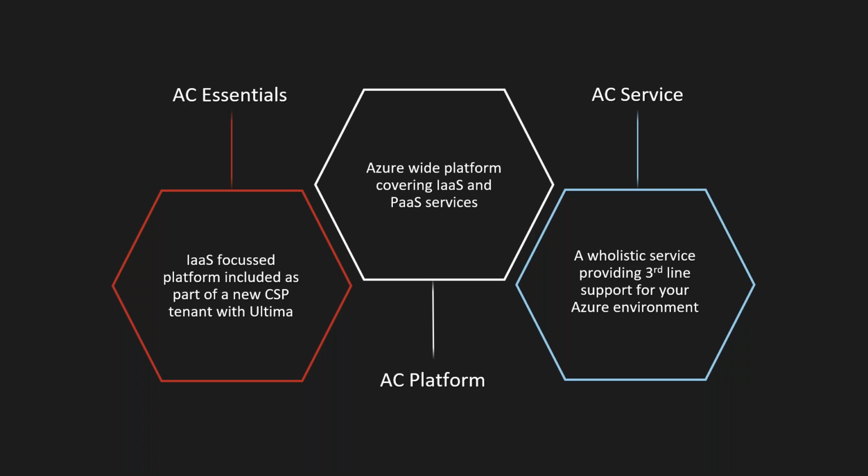This Autonomous Cloud Essentials is quite often the entry point, and will be the entry point for a lot of customers into the whole Autonomous Cloud portfolio. It comes as part of the tenant with Ultima, part of the CSP tenant, and is very much an IaaS-focused platform. So we're talking virtual machines, VNets, disks, etc.